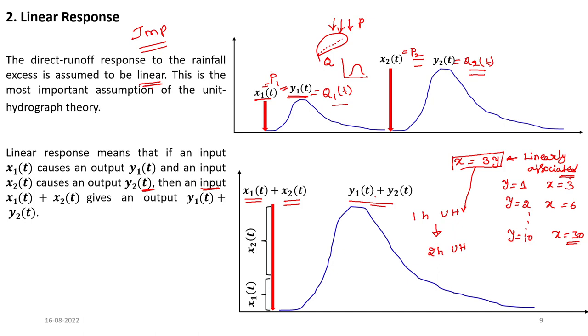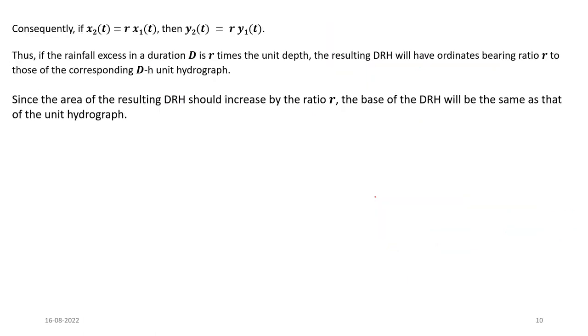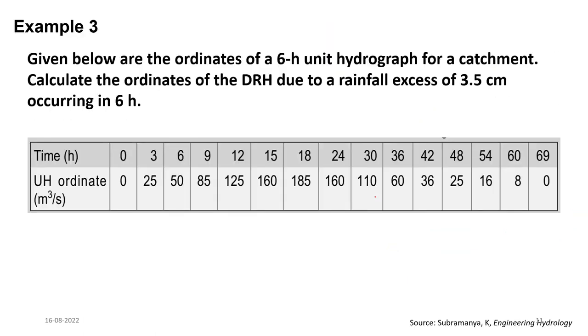These two assumptions are practical and very important for solving the questions. You already saw some other examples used to develop the definition, but these two assumptions are used to develop the theory and mathematical equations. Yeah, let's solve one question so that you will get a clear picture. Given below are the ordinates of the 6 hour unit hydrograph for a catchment. Calculate the ordinates of the DRH due to excess rainfall of 3 centimeter occurring in 6 hours.